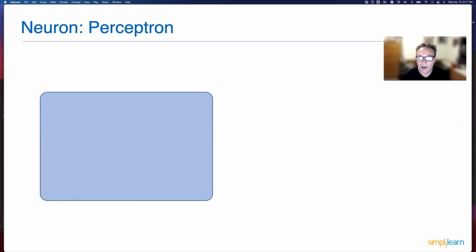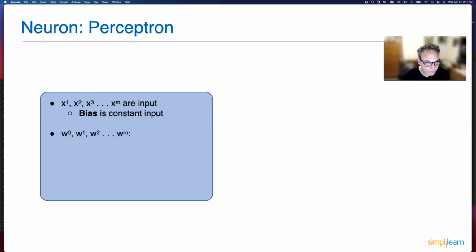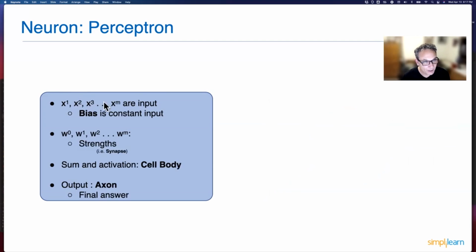All right, so really what I just showed you is a perceptron. Now we're going to show you that math in a slightly different flavor, more the flavor of how neurons were developed decades ago. We have all those inputs, all the X's, and a bias. We have all the W's, which are weights, the strengths, or the synapse. Then we have the summation and the activation in the cell body, and the output being an axon.